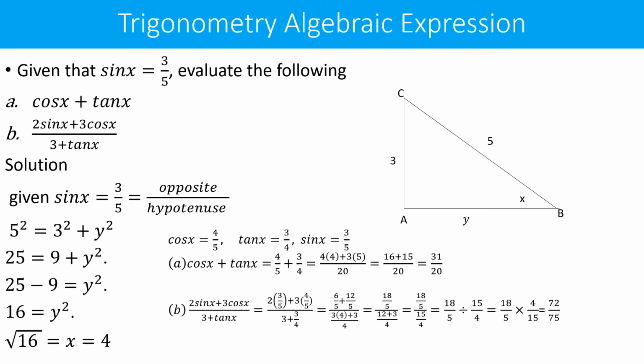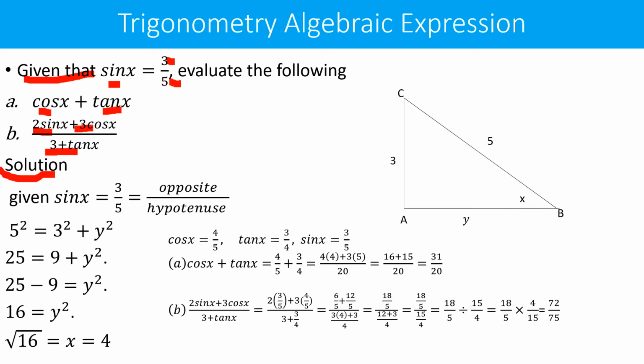Okay, so we are looking at algebra in trigonometry, how we can solve questions in the form of algebraic expressions. Let's move straight to the question. Given that sin x is equal to 3 over 5, we are to evaluate a, cos x plus tan x. Then b is 2 sin x plus 3 cos x over 3 plus tan x. So let's look at our solution.